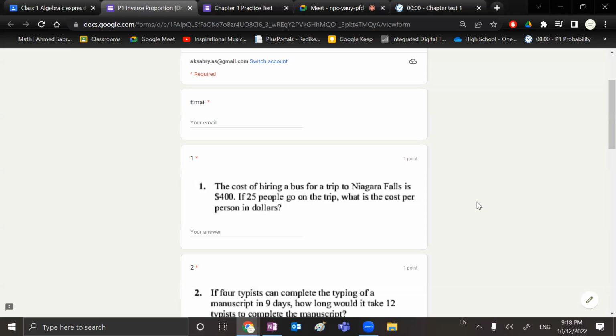Another hint on how exactly to order this the right way is the words cost per person. Per means division. Cost per person, so I'll do the cost divided by the person. So the cost, which is the 400, divided by the 25, which is the number of people. Makes sense? Yeah, okay. Thank you, Omar.